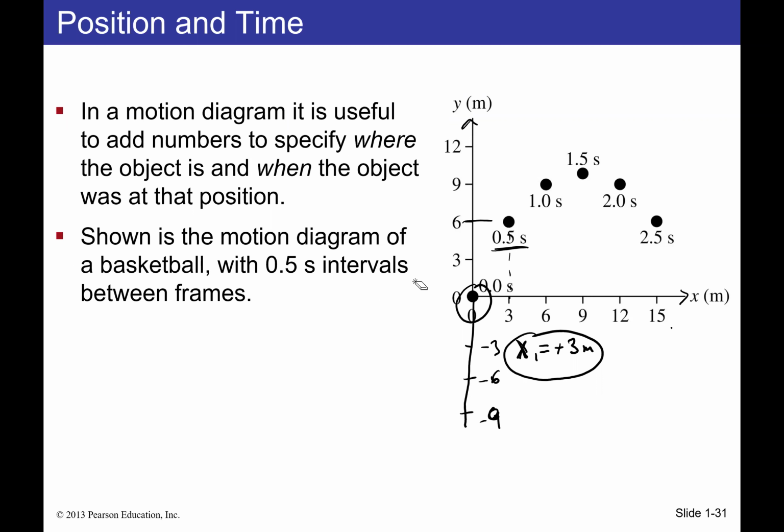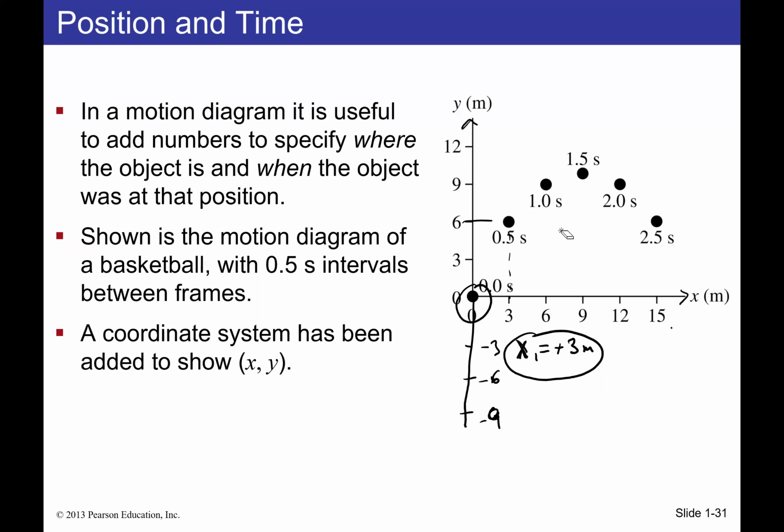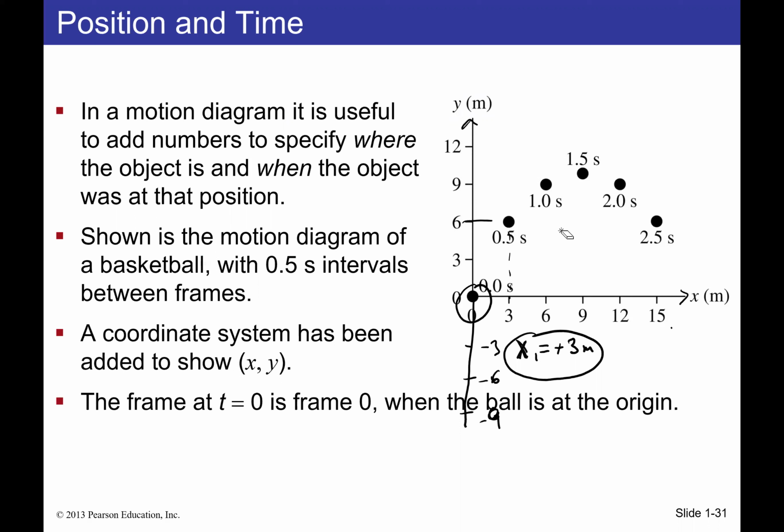Shown is the motion diagram of a basketball with 0.5 second intervals between the frames. Okay, you can see, right? So this is a two-dimensional motion. The object covers position in both x and y directions as it's moving. And we have a coordinate system added to show the two-dimensional motion. The frame at t equals 0 is frame 0, and the ball here is at the origin.